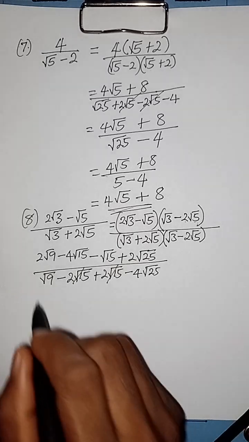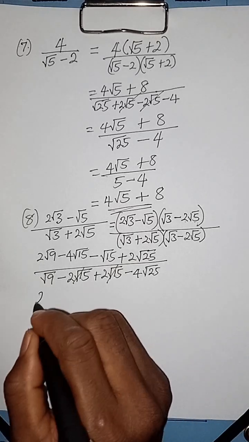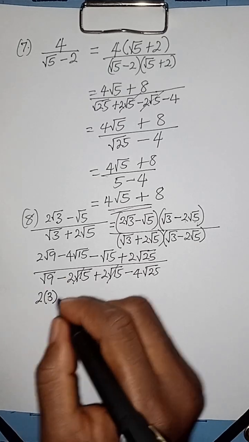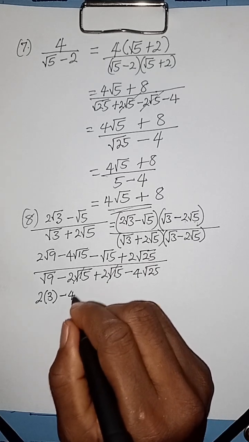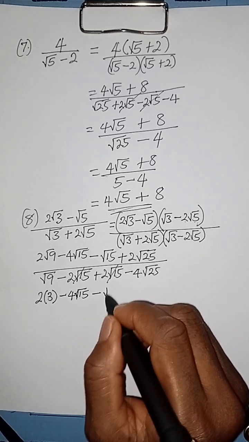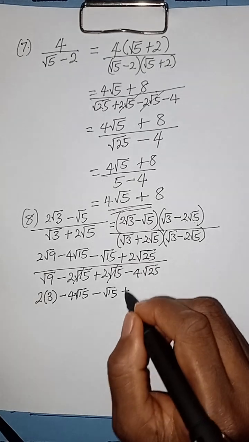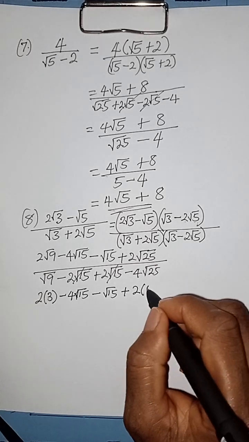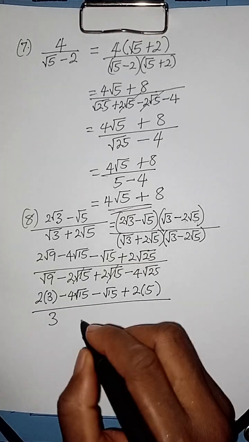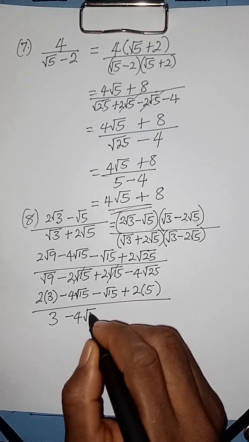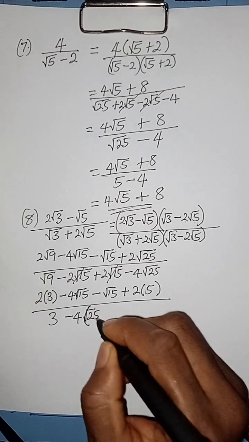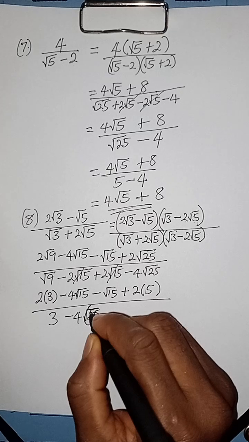So what will I be left with? Let's simplify further. This is 2 times square root 9, 3. Bracket is times, so I decide to use bracket now. Minus 4 root 15 minus root 15 plus 2 times square root of 25, it's 5. Divide square root 9, 3 minus 4 root 25. Oh, root 25, it's 5. So it's going to be times 5. So let's just do it here now. So it's gone.